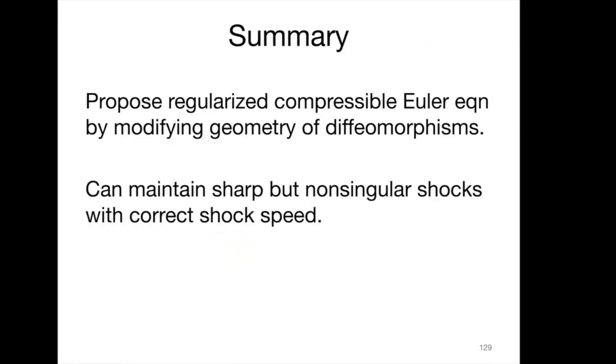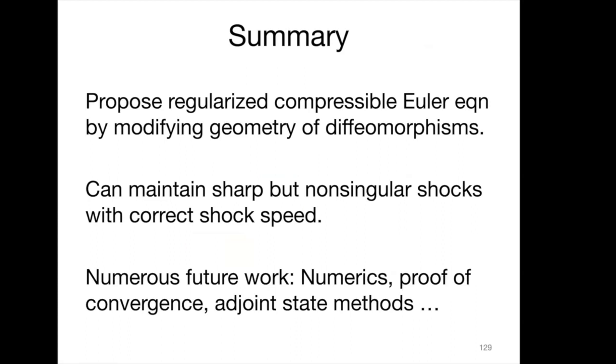So the summary is we have this new way of regularizing the Euler equation, which can maintain sharp but non-singular shocks. And there's lots and lots of follow-up work to do to figure out what are the best ways of solving these equations numerically, what are the basic existence properties of this new system of PDEs, how to use it for the adjoint state method, and so on.